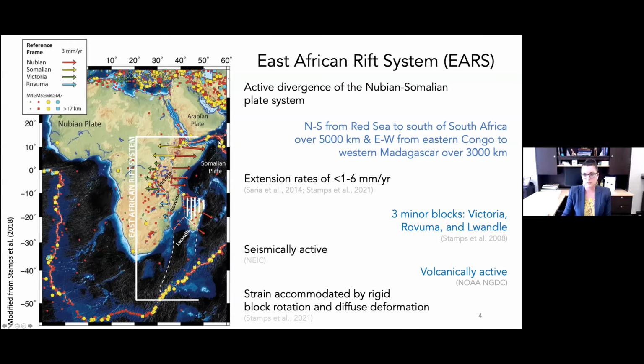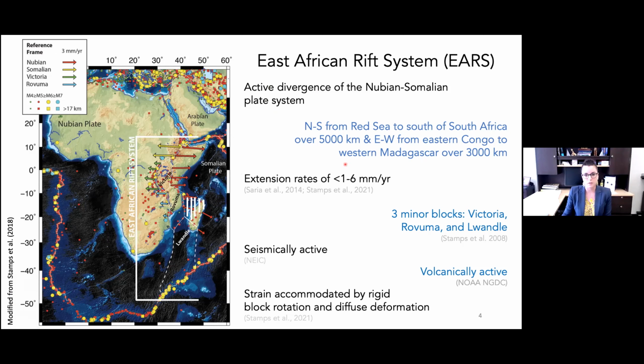It is the active divergent plate boundary between the Nubian plate here in the west and the Somalian plate over here in the east. I consider the East African Rift system as a whole, this entire region that stretches from the intersection of the Red Sea and Gulf of Aden, all the way down to south of South Africa at the Southwest Indian Spreading Ridge. And it also extends quite wide east-west from Eastern Congo all the way across to Eastern Madagascar. So that's the system as a whole.